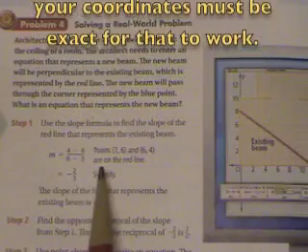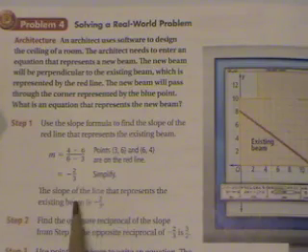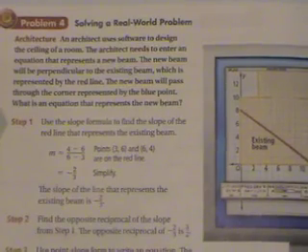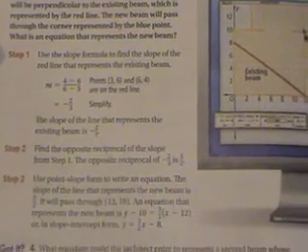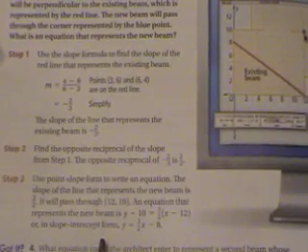Find the slope of that beam. Then find the opposite reciprocal of the slope. All right, next, point-slope form. Create your equation. Simplify it to slope-intercept form.